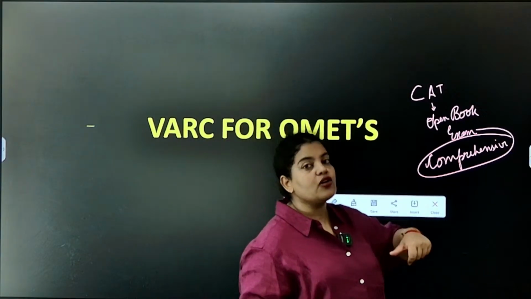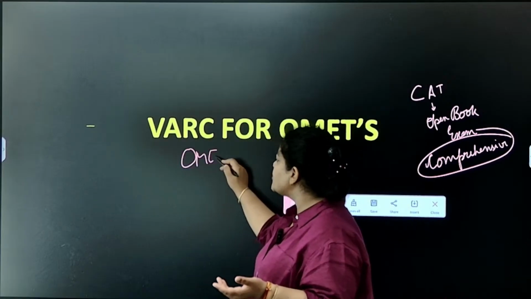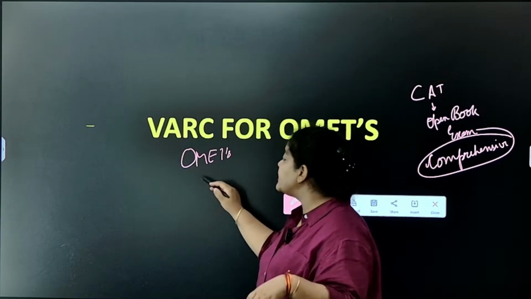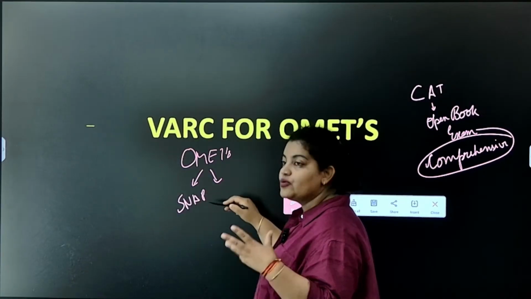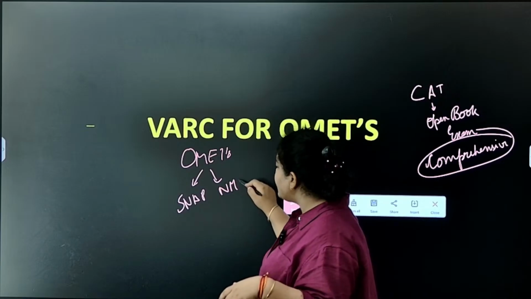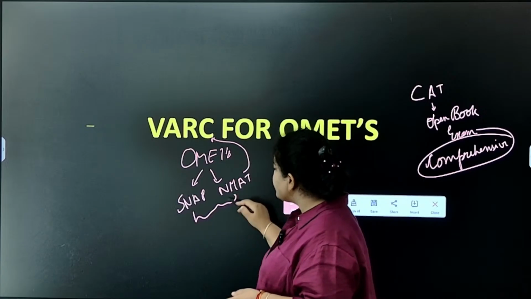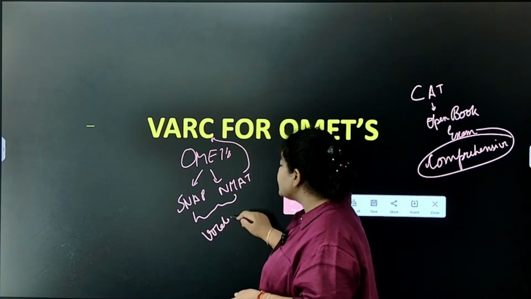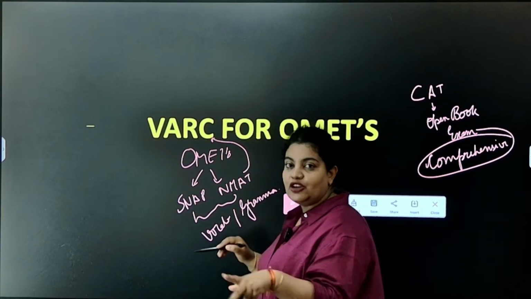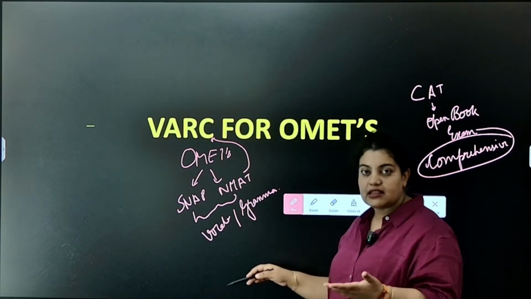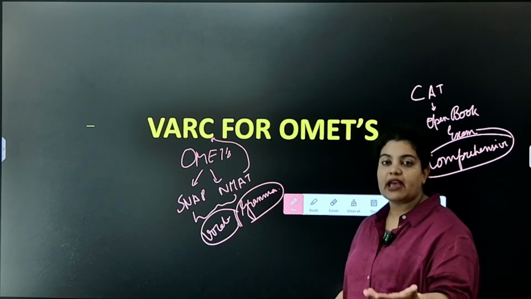But in contrast, if we look at an OMATs exam, okay, today from the OMATs point of view we'll be just limiting ourselves to SNAP and NMAT, right? So we'll not be getting into the other things. If I talk about the VARC section of SNAP and NMAT, I would have to call them a vocabulary and grammar intensive paper. Okay, that does not mean RCs do not come in them, right? But these papers are dominated by vocab and grammar.